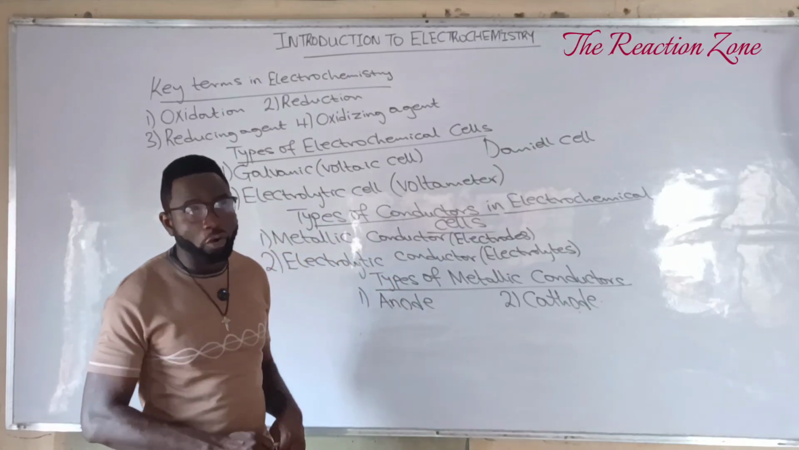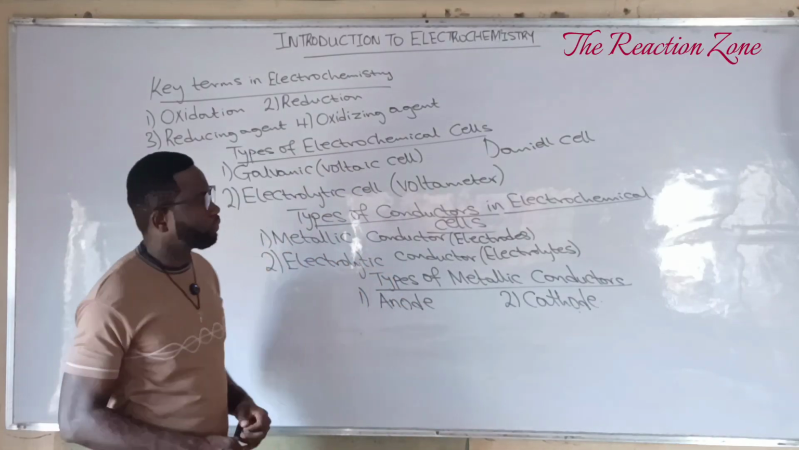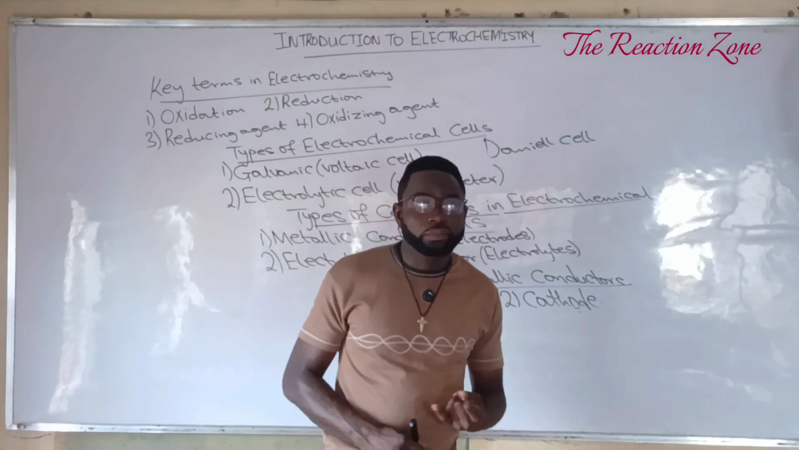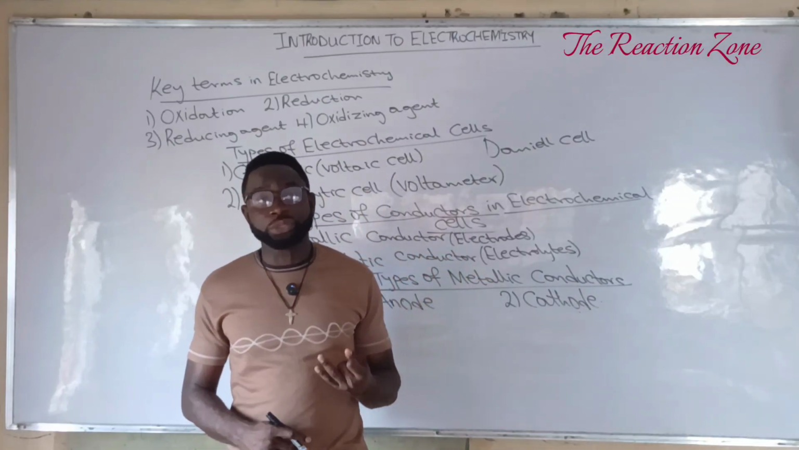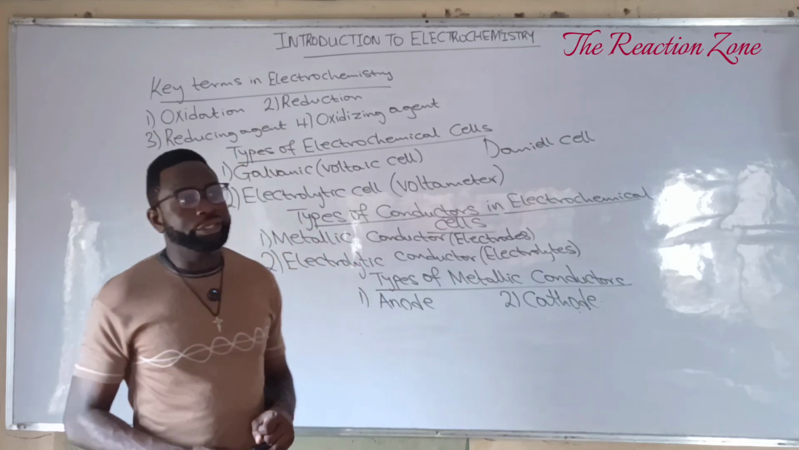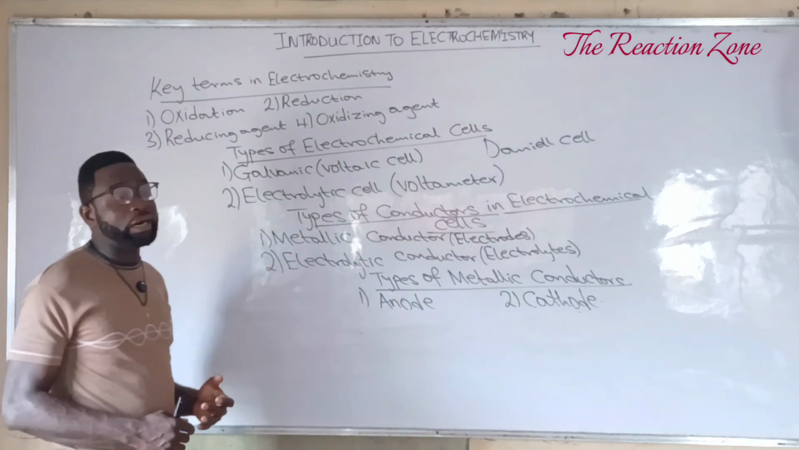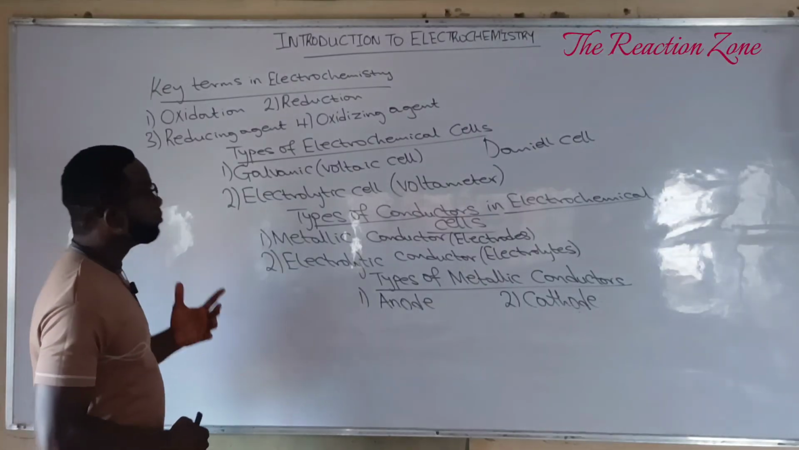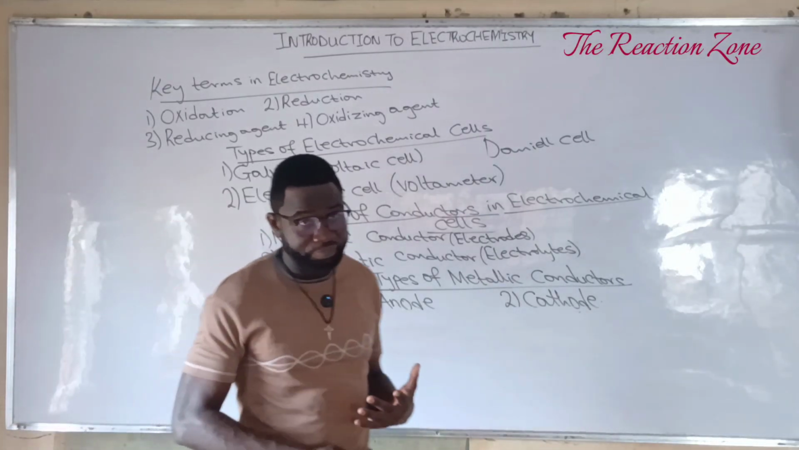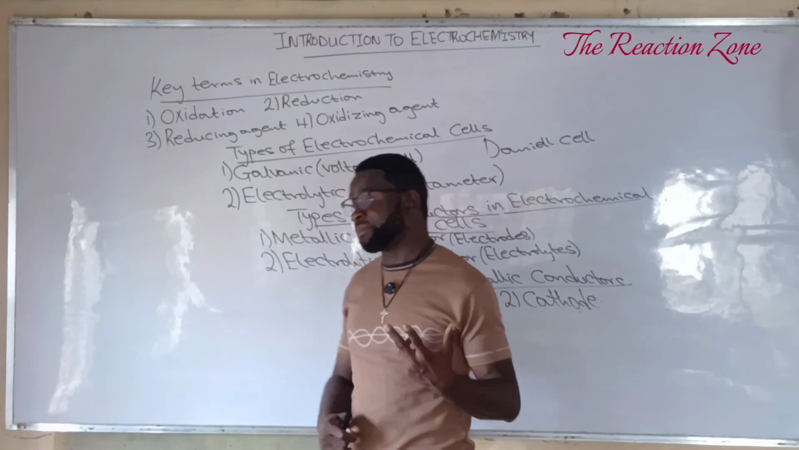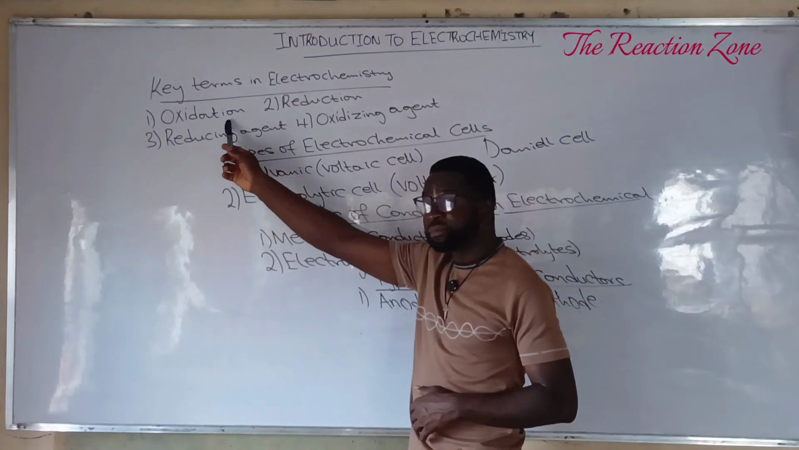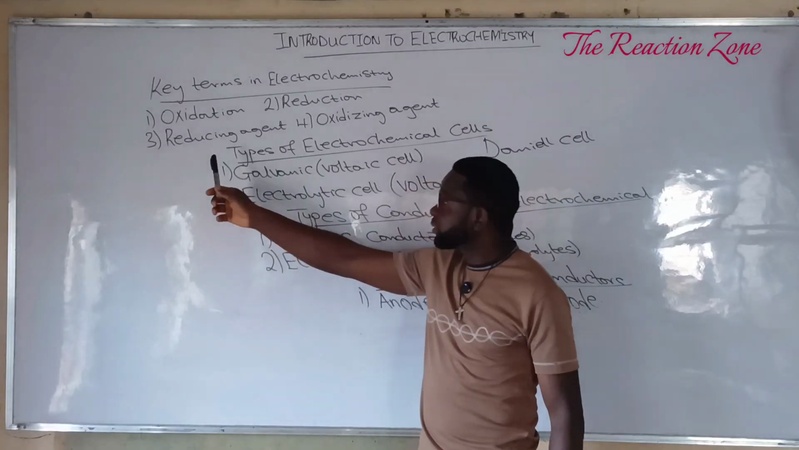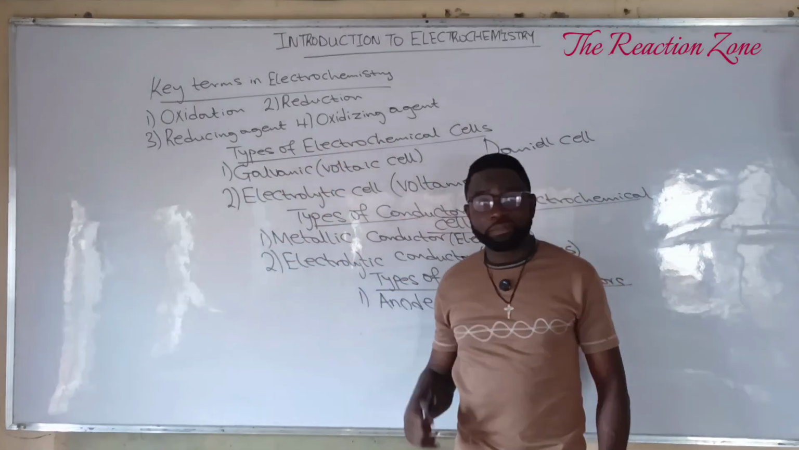Electrochemistry usually involves three things. It usually involves redox reactions, it usually involves electron transfer, and it usually involves electrochemical cells. There are key terms in electrochemistry. Four of them, as a matter of fact: oxidation, reduction, reducing agent, and oxidizing agent.